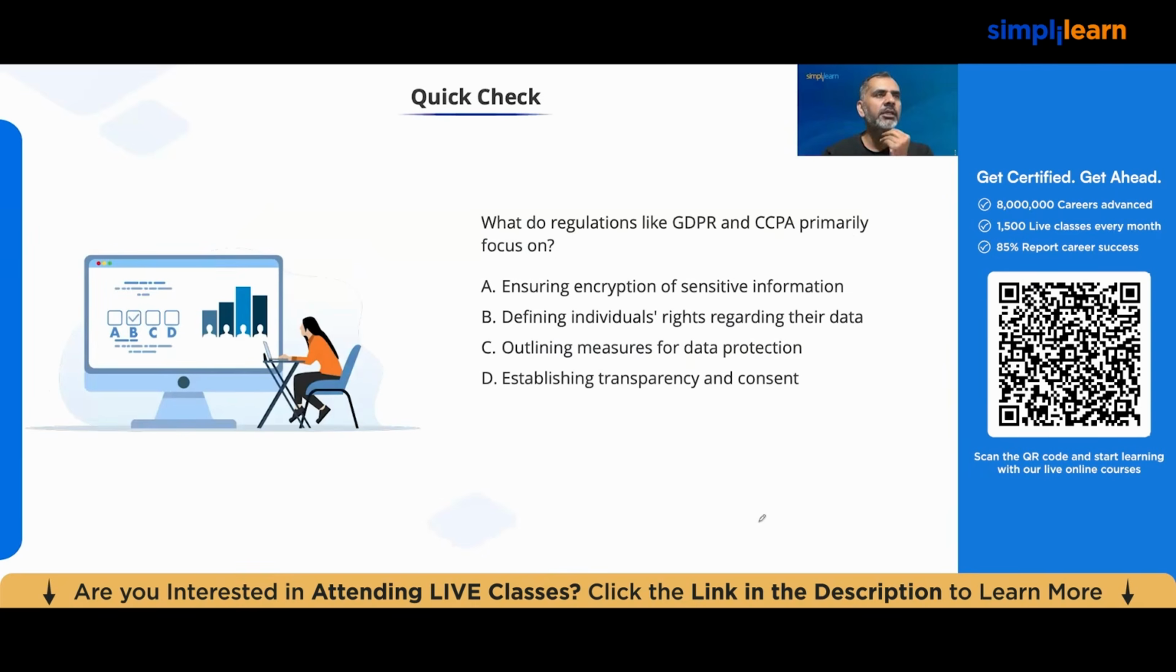What do regulations like GDPR and CCPA primarily focus on? The very first is ensuring encryption of sensitive information, defining individuals' rights regarding their data, outlining measures of data protection, and establishing transparency and consent. What do you think? What is the right option, guys? GDPR and CCPA. That's great. This is B. These laws define individuals' rights regarding their data. That means these are all data privacy laws.